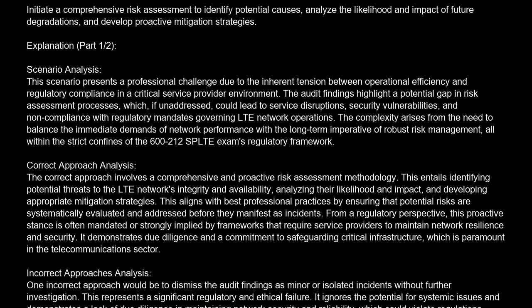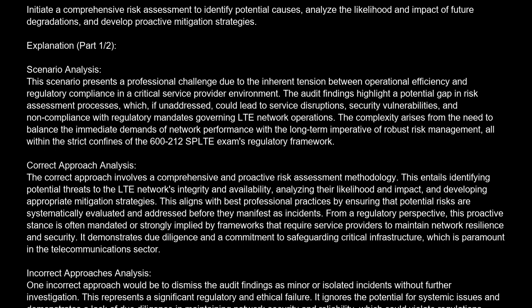The correct answer is C. Initiate a comprehensive risk assessment to identify potential causes, analyze the likelihood and impact of future degradations, and develop proactive mitigation strategies. Explanation: scenario analysis.